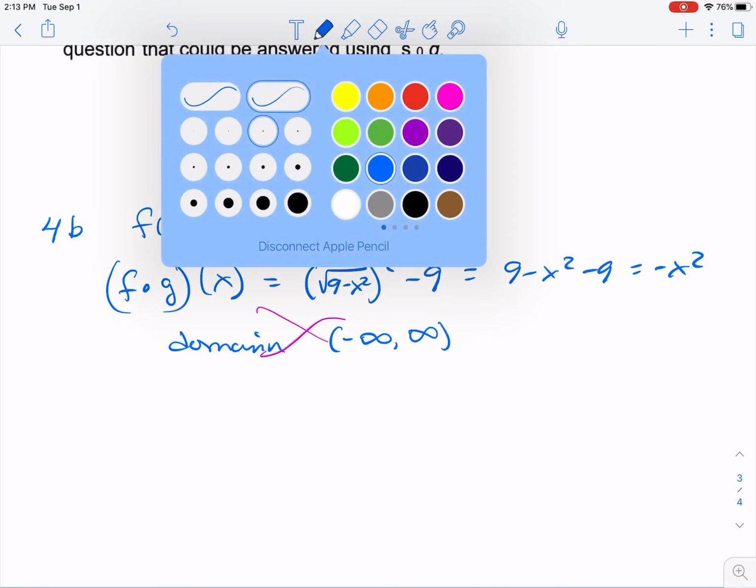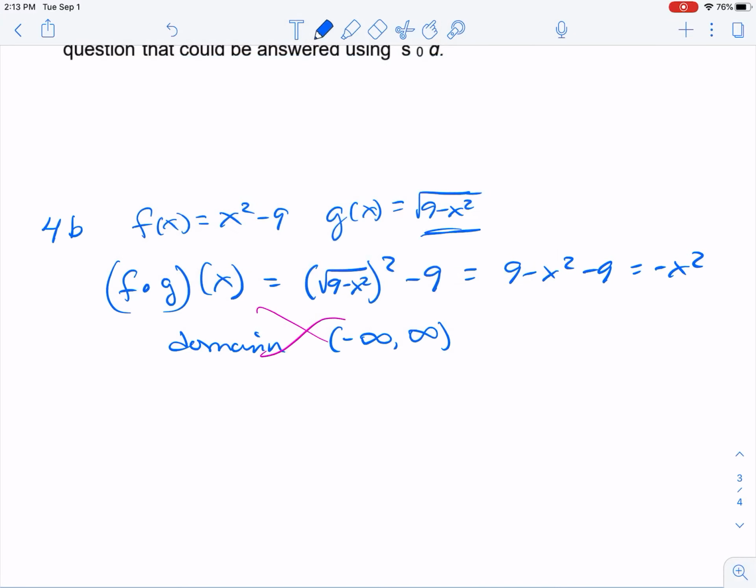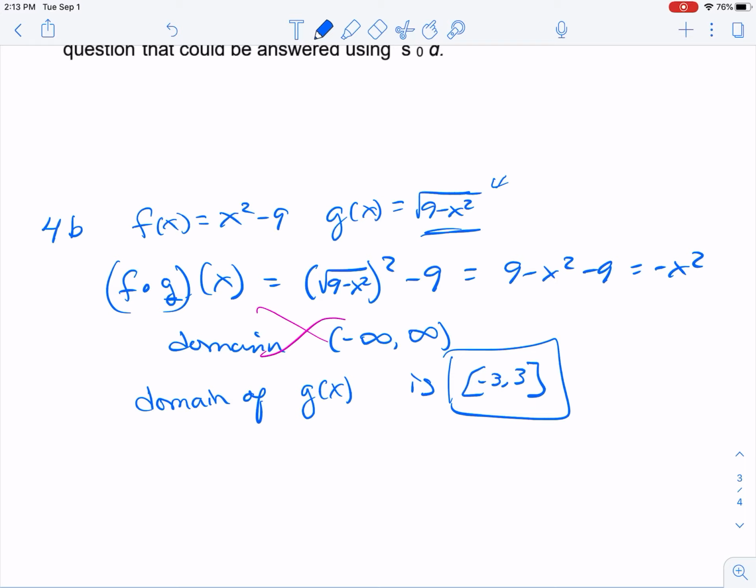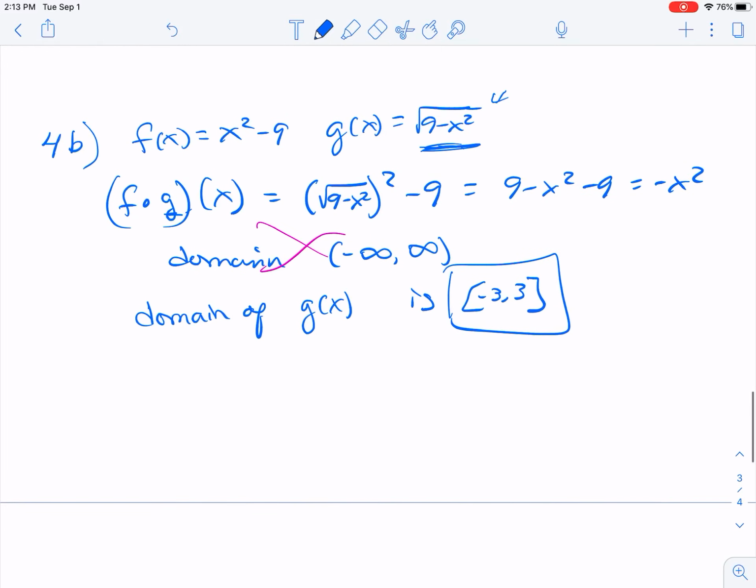Okay? You have to go back to this problem, because g is the one that's getting put in the other one. The domain of g is negative 3 to 3. Therefore, the domain of the whole composition is this. Because this restricted what got put into the function in the first place, so you can't have any more than that when you're done. Here's another example, 4c.